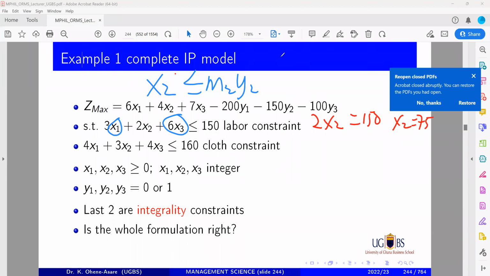We go to the second constraint. If x1 and x3 are zero, we'll be left with 3x2 equal to 160, which means that x2 is what value? I want to get that answer to be sure. Correct to 2 decimal places. 53.33, very good answer. Okay. 53.33.